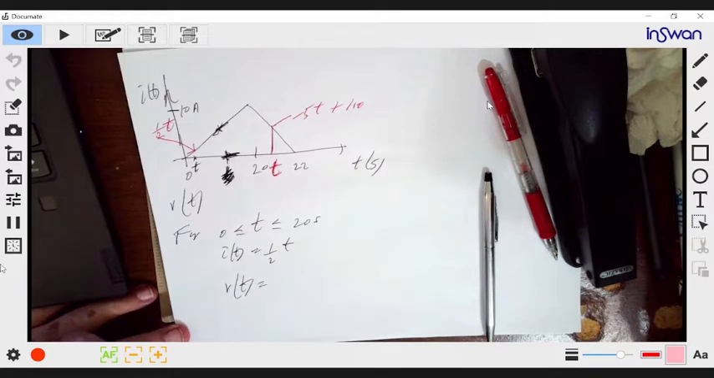Would it be 1 over 2? Again? 1 over 2. 1 over 2?